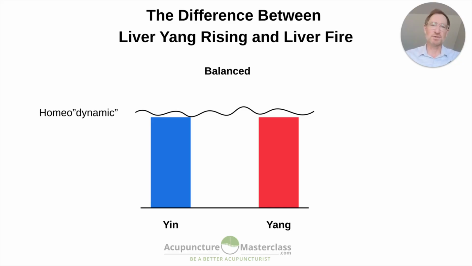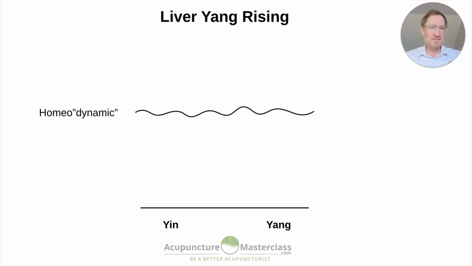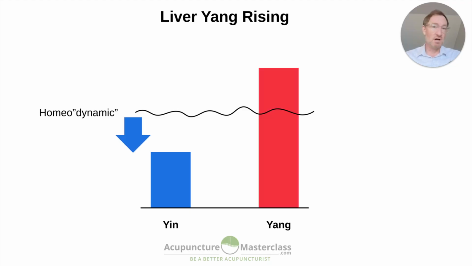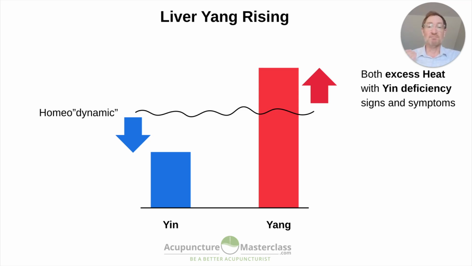Now, if we were to go to the liver yang rising scenario, here we have our yin, which is obviously deficient, and our yang is now a little bit on the excess side. So we have both a deficiency problem and an excess problem with liver yang rising. The interesting thing here, we have both excess heat and yin deficiency signs and symptoms.